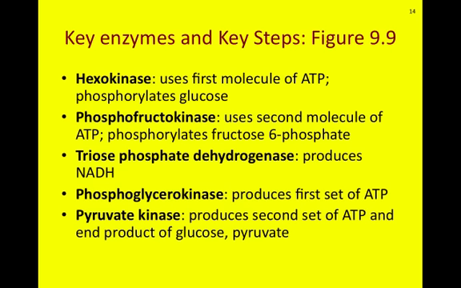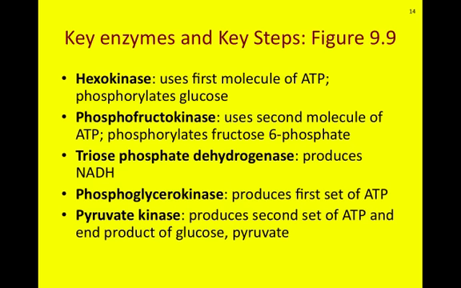Triose phosphate dehydrogenase. This is the third key enzyme and step that you want to be very familiar with for this course. That is where we're going to produce NADH during glycolysis. Phosphoglycerokinase. This produces the first set of ATP. This is key. This is where the first molecule of ATP is made. This is part of our energy payoff phase of glycolysis.